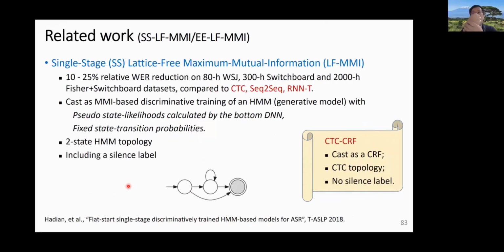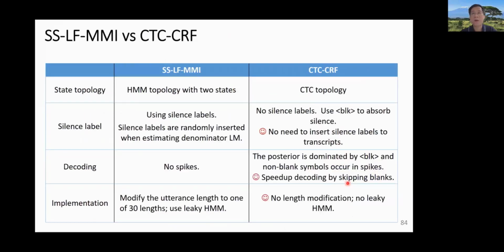A closely related work to our work is single-stage lattice-free MMI. It is cast as a discriminative training of an HMM, uses a two-state HMM topology and includes a silence label. In contrast, CTC-CRF is cast as a CRF, uses the CTC topology, and there is no silence label used. These features make CTC-CRF have a simpler pipeline and avoid ad hoc tricks. A summary of more comparisons.